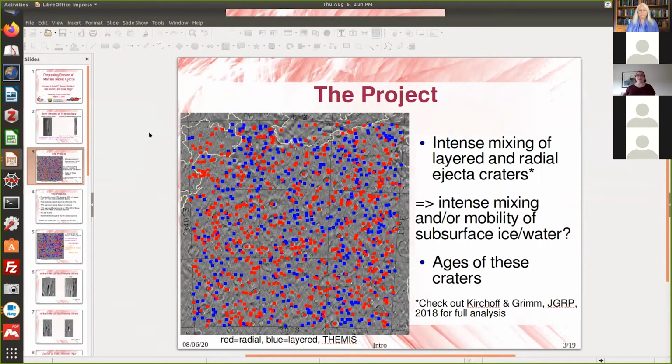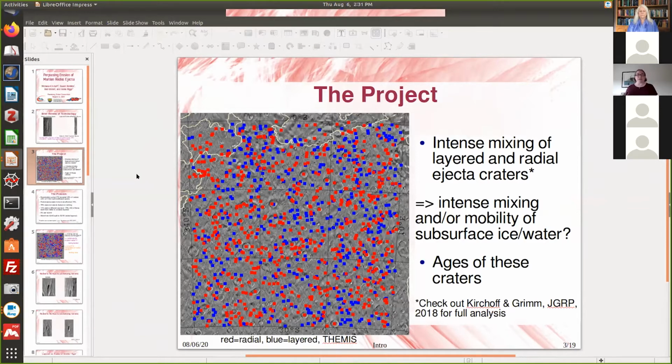I also wanted to provide a brief overview of the whole project and why looking at radial ejecta craters is of importance to us. In a previous project published in Kirchoff and Grimm in 2018, we were trying to understand the age of layered ejecta craters and what that might mean for the evolution of subsurface ice, particularly at the equator, where the ice is likely deep enough that other remote sensing techniques can't find it.